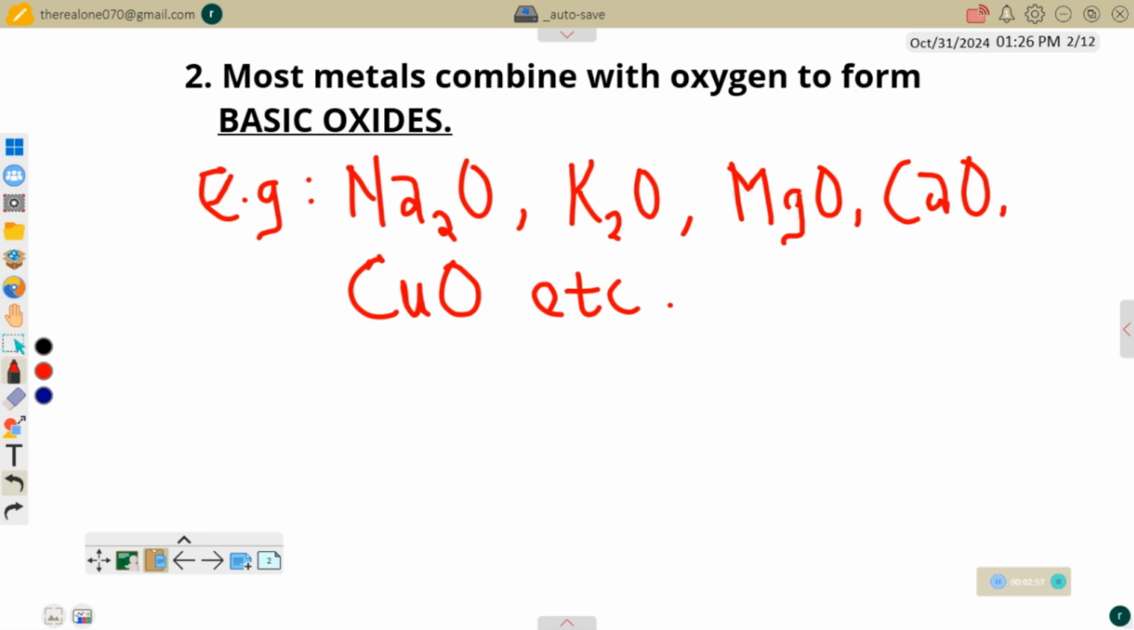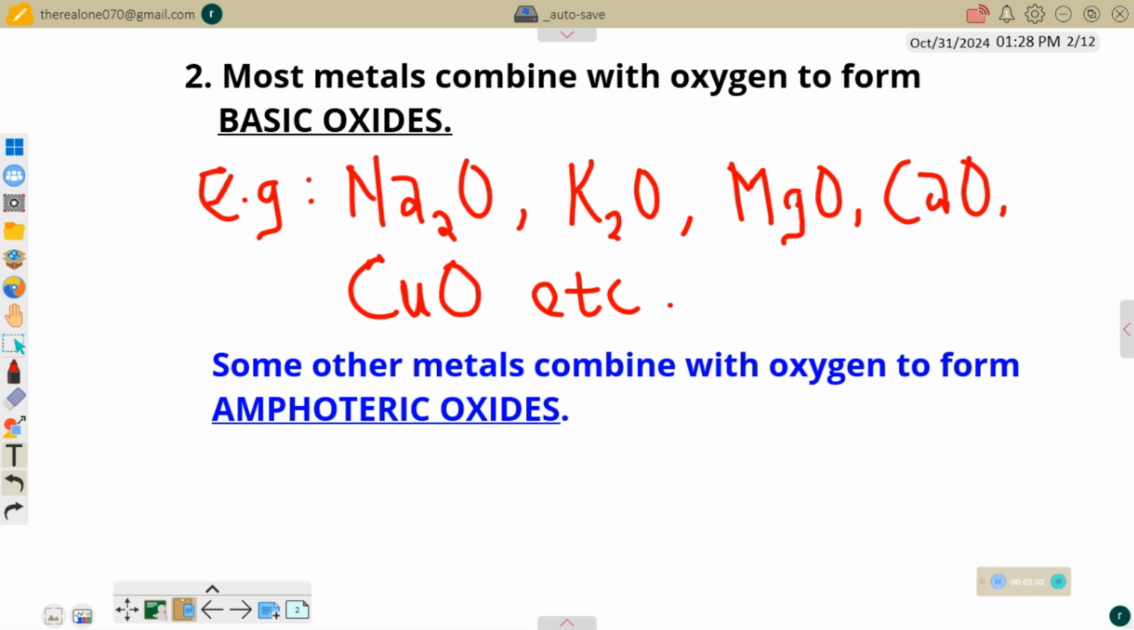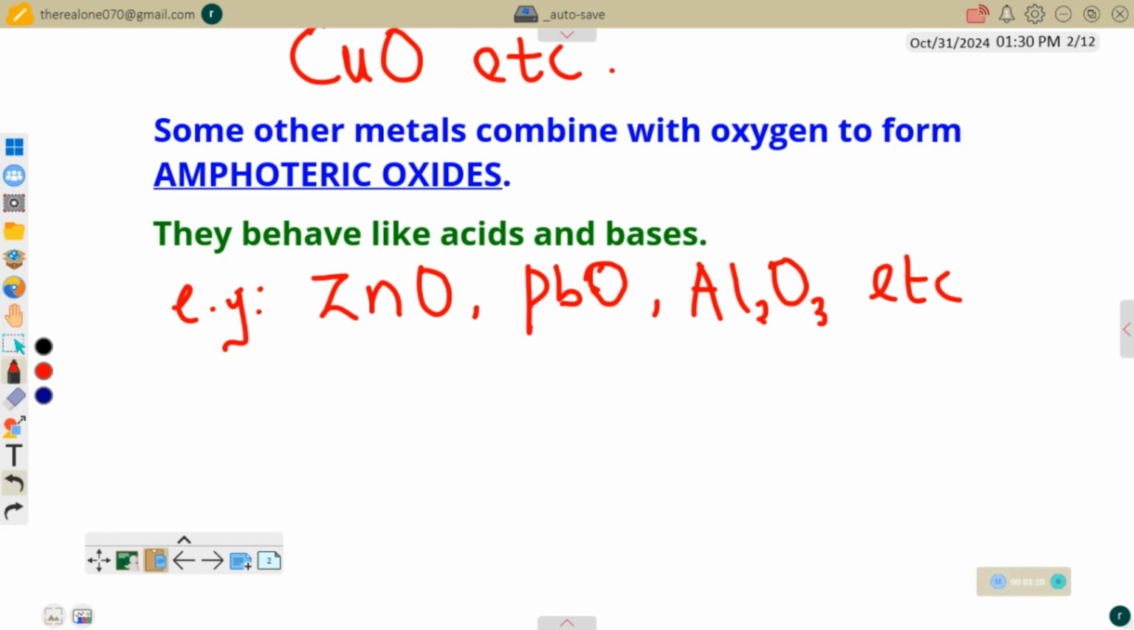However, some other metals combine with oxygen to form amphoteric oxides. Such oxides behave like an acid and also like a base. That is, they share both the characteristics of acid and base. They can behave like an acid or behave like a base. Examples are zinc oxide, lead-2 oxide, and aluminum trioxide. So these three are common. They behave like acid and base.